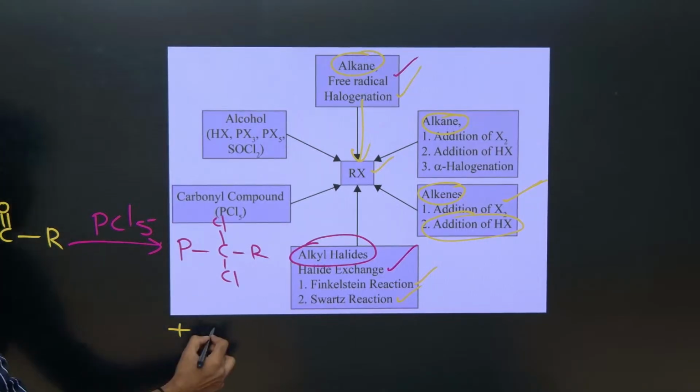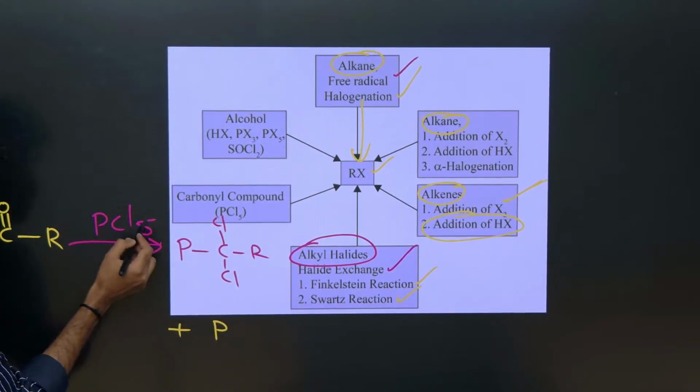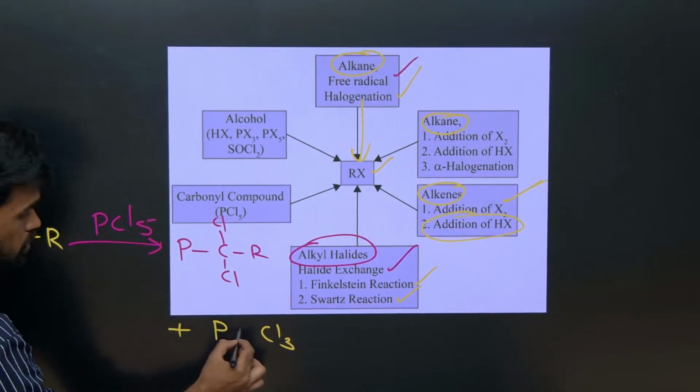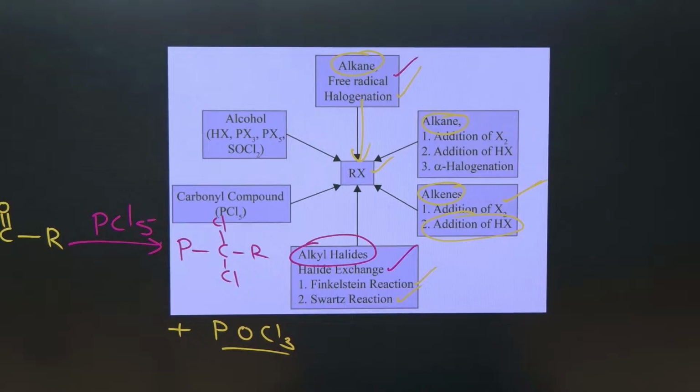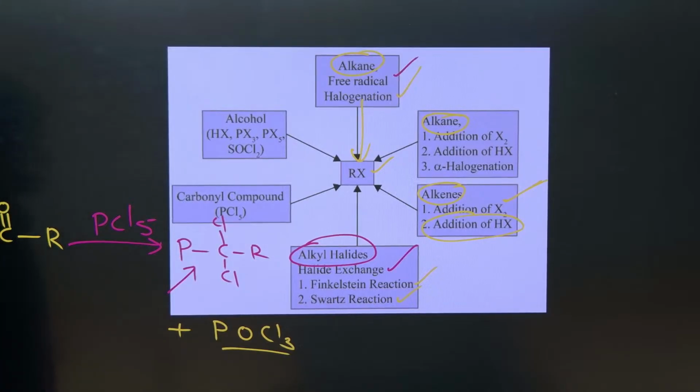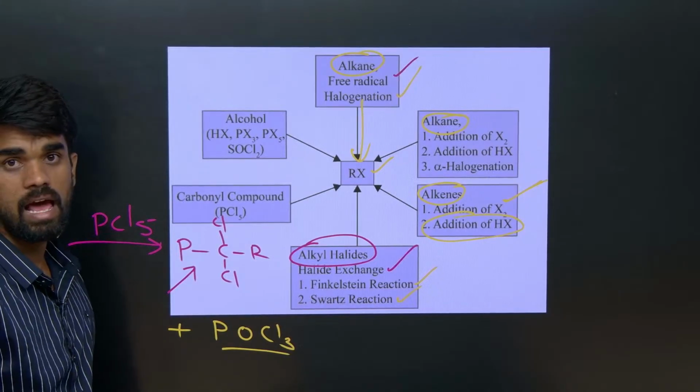Out of these 5 chlorines we have utilized 2 now, so the remaining 3 are there, and 1 oxygen. So the byproduct is POCl3, like this you can remember. So from carbonyl compounds we can prepare 1,1 dihalides, or geminal halides we can say.